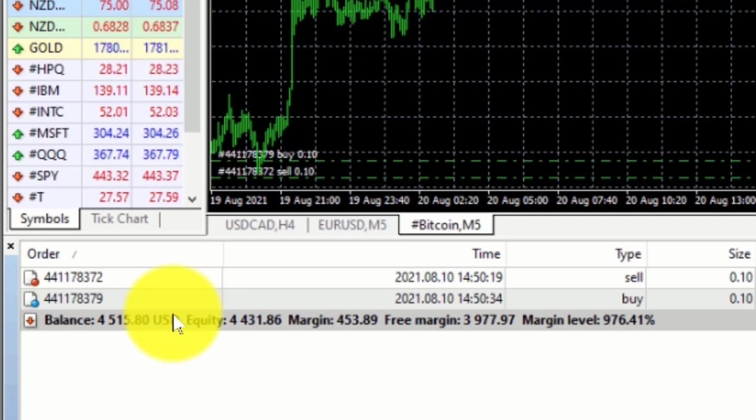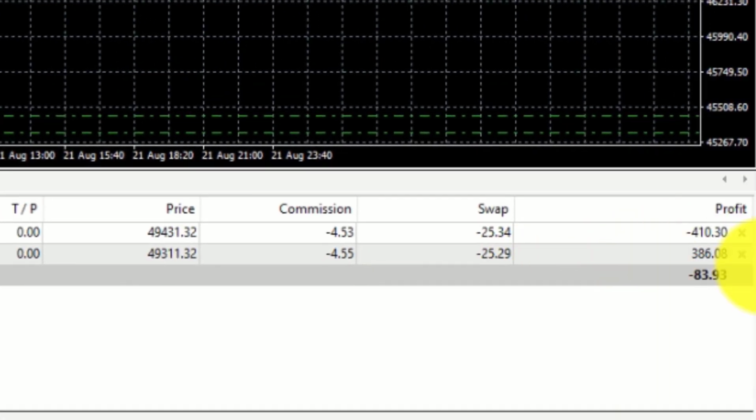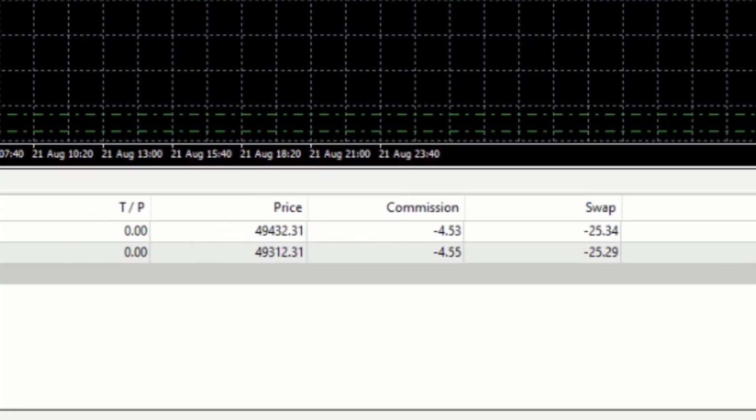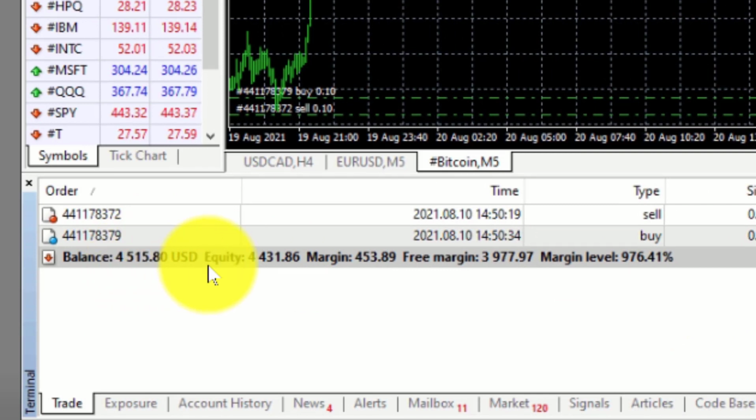Now the equity is actually what you should be looking at in terms of profitability, because the equity says, hang on, balance only takes into account closed deals. Equity takes into account open deals. So now you'll see in this particular account there's a negative balance of $83 from open deals. So if you come and have a look here, you'll see that the equity is $83 less than the balance, because equity takes into account your open deals. So when you're trading in terms of profitability, you should be watching your equity.